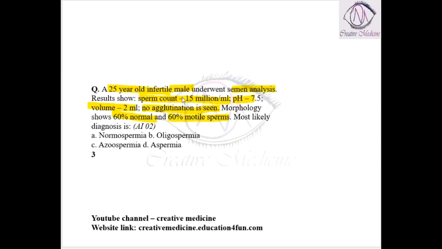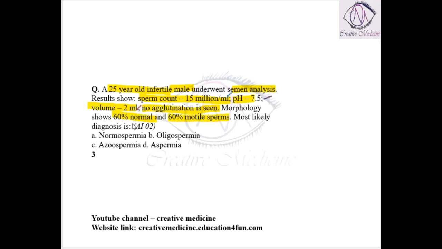So we will see. The sperm count is 15 million per ml, and it should be more than 15 million per ml. This is fine. The pH should be more than 7.2. It is 7.5, fine. Volume should be more than 1.5 ml. It is 2 ml. This is also fine.